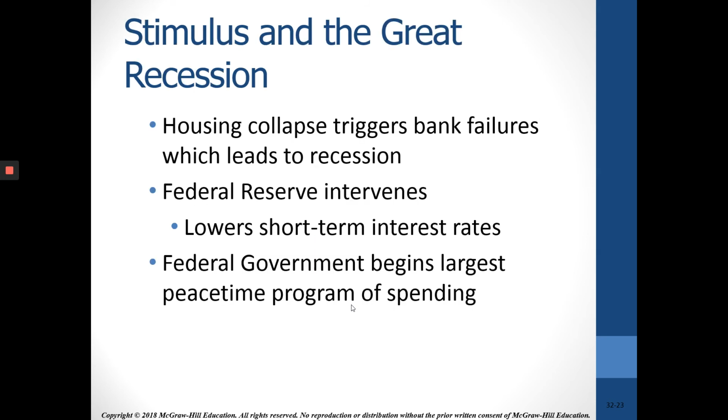So when we look at the stimulus and the Great Recession, the book's a little old. This is referring to the 2007-2009 housing collapse, which triggered some bank failures, which led to a recession. And then the federal government began the largest peacetime program of spending, probably in history.